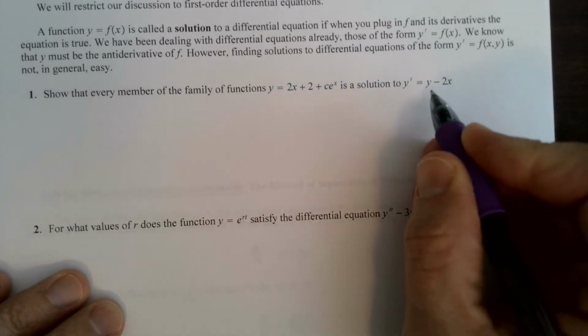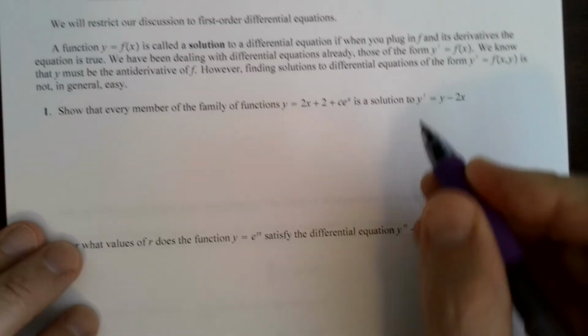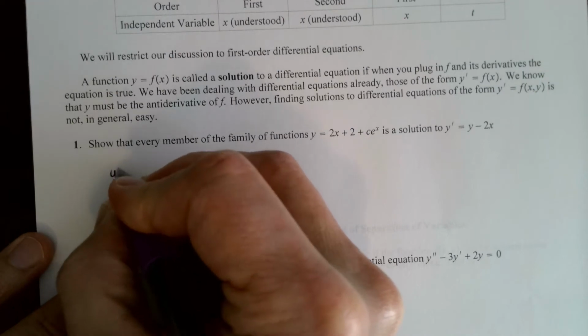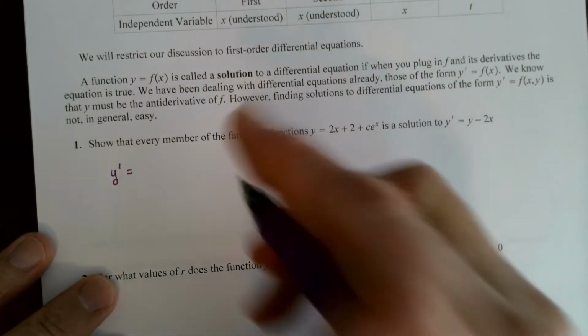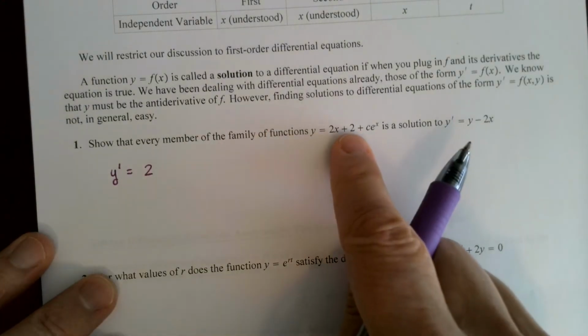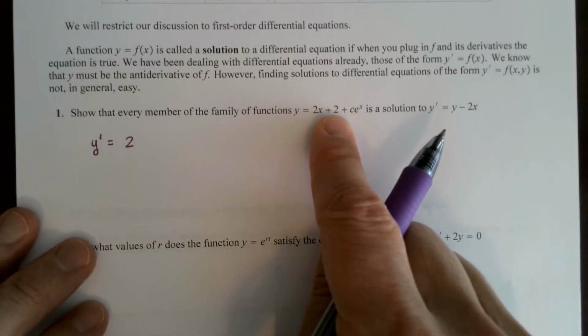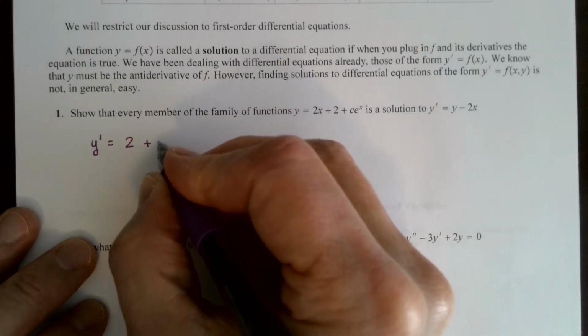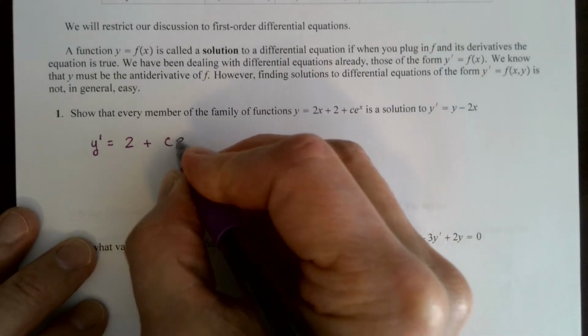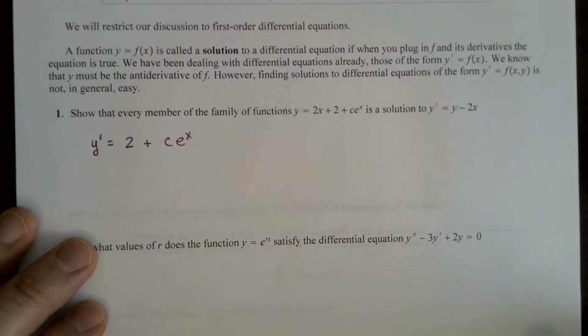Well, I've got y, so I know what y is. I need to find y prime. So let's find y prime. It's the derivative of this with respect to x. So the derivative of 2x is 2. The derivative of 2 is 0. That's a constant. And the derivative of c e to the x is a constant multiple, c, times the derivative of e to the x, which is e to the x. All right, so that's just the derivative.